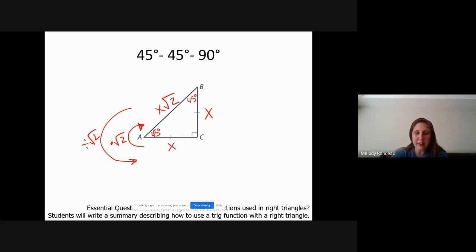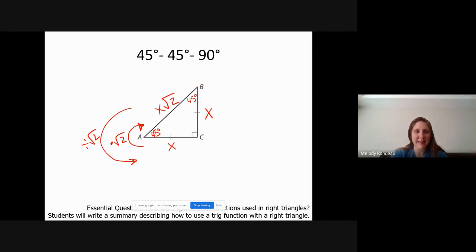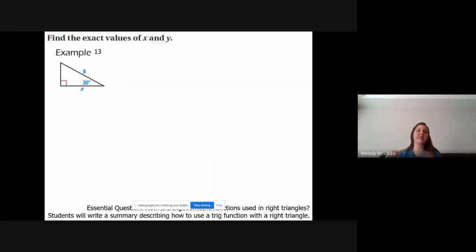All right, so any questions before I go on? Does not appear so. Okay, then let's move forward. And this is back in your notebook examples. It should be, hopefully, example 13. Looks like it is. All right, we're going to practice those relationships.